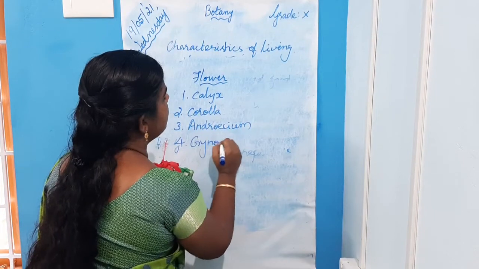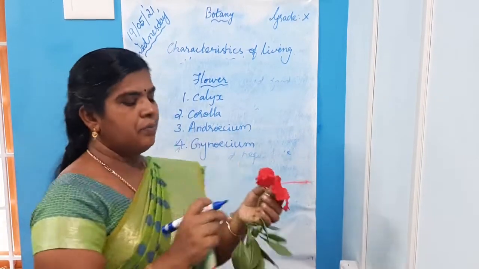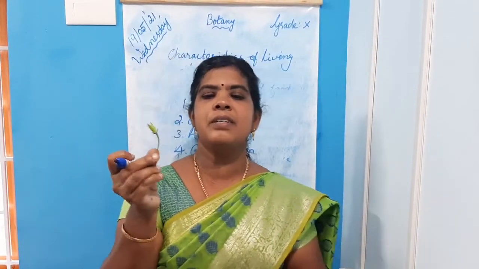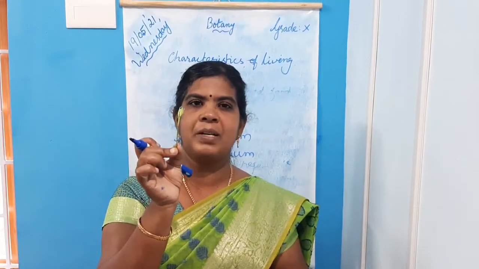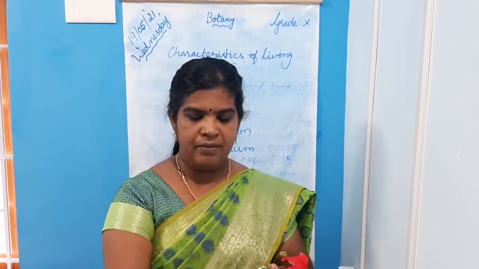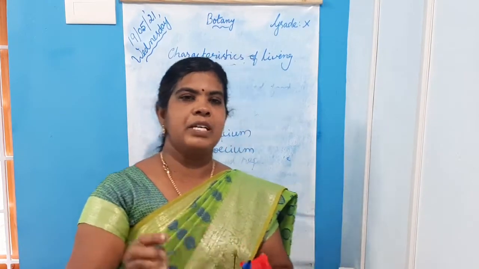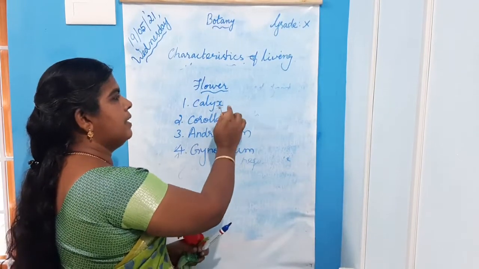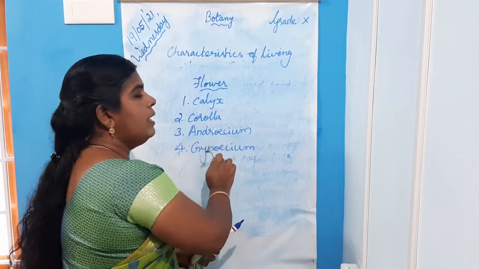These are the 4 floral parts. Now this calyx is the outermost whorl of the flower. Calyx is the outermost whorl of the flower, which is green in color and it protects the flower when it is a bud. The flower consists of 4 floral parts, namely calyx, corolla, androecium and gynoecium.